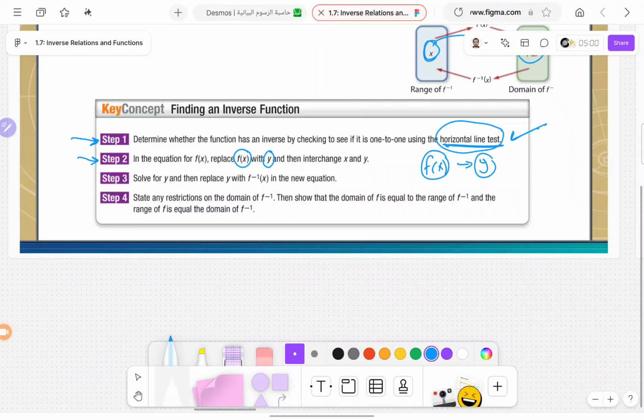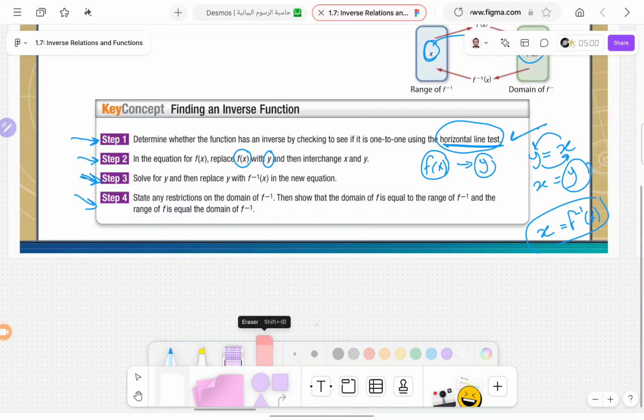Okay, now after this, step 3, switch between x and y. So now you switch between x and y, so it will be x equal y. Now step 3 is to solve for y. So you have to isolate y and find y. Step 4, switch y with f to the power of -1 of x equal this one. So these are the small, easy steps.